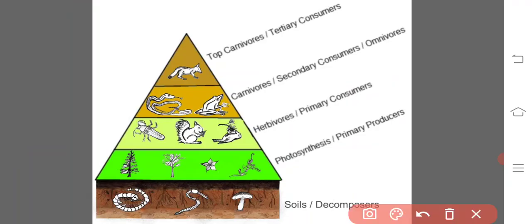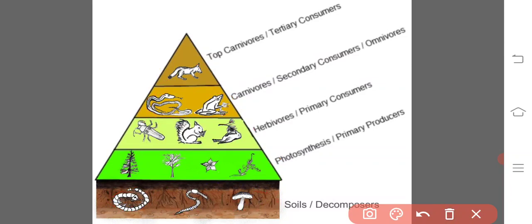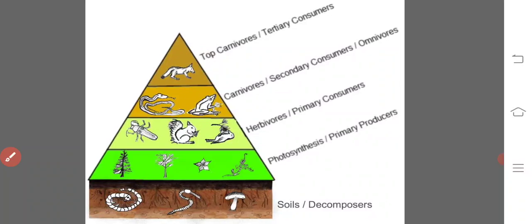Here, these are the producers. Apart from the biotic components, these all are the producers. Herbivores are primary consumers, and carnivores secondary consumers, and top carnivores tertiary consumers, and some of them are the quaternary consumers also, and these are the detritivorous organisms. This entire thing is a biotic community.